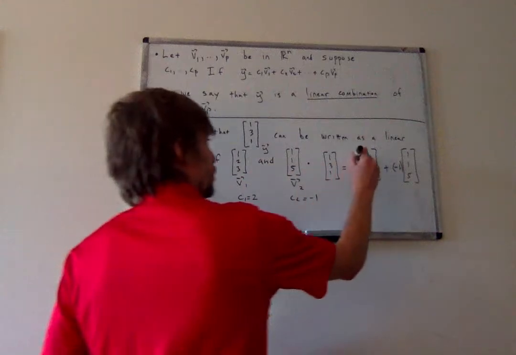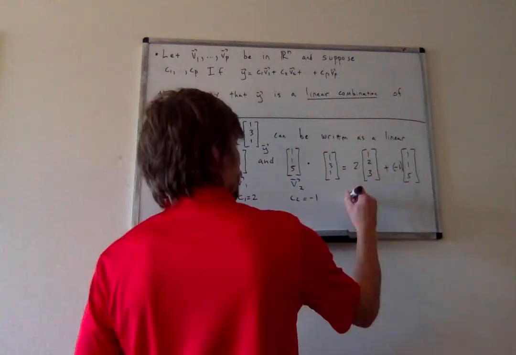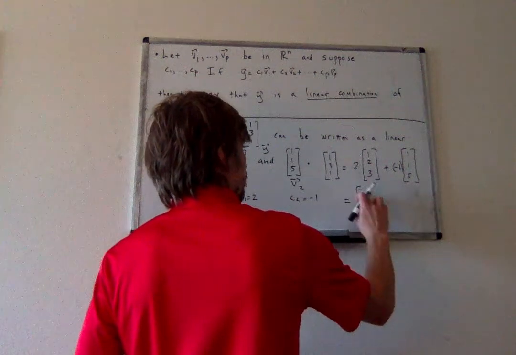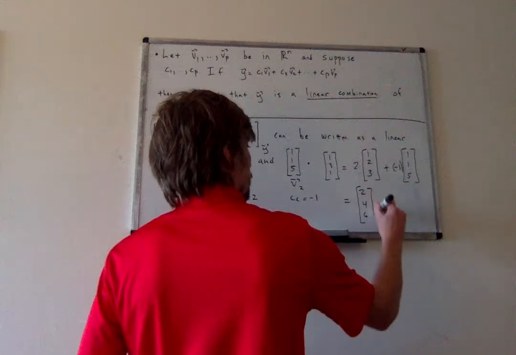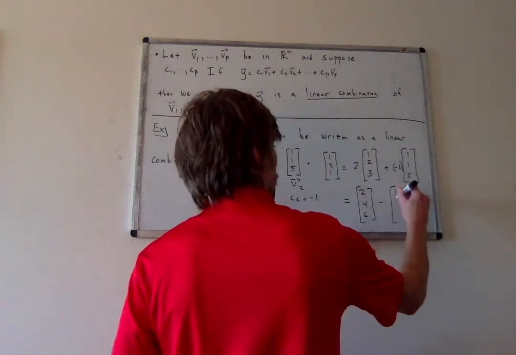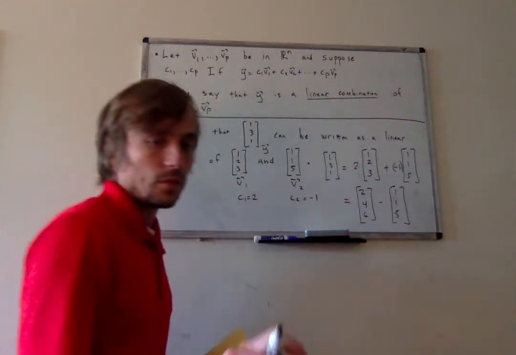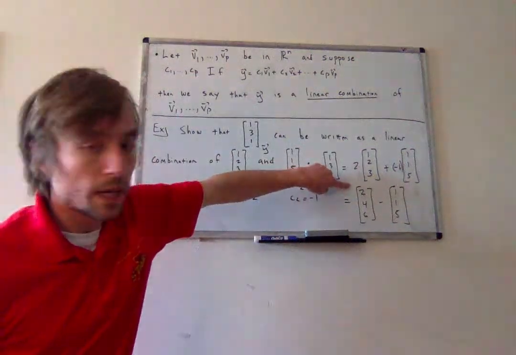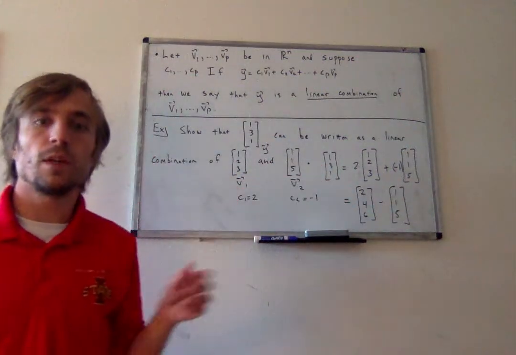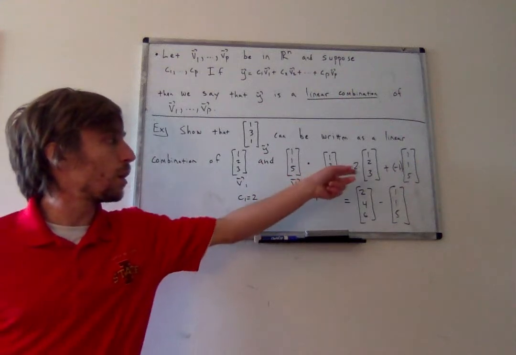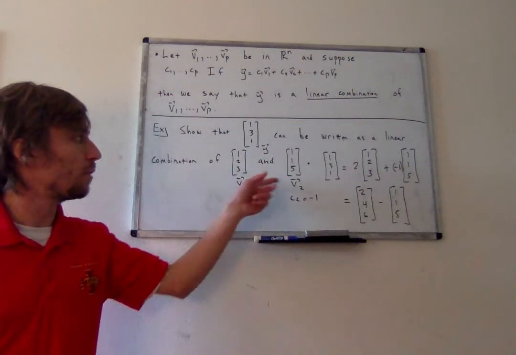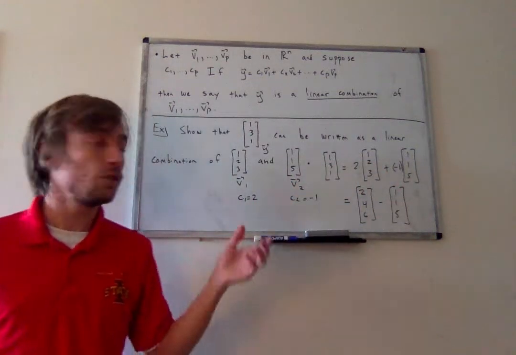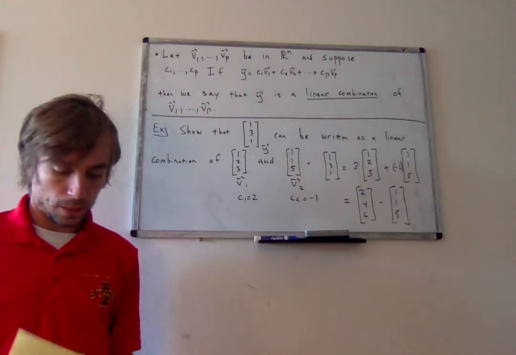So I've got 2 times [1, 2, 3] plus -1 times [1, 1, 5]. Given how scalar multiplication works, this is equal to [2, 4, 6] minus [1, 1, 5]. Notice if we do the subtraction across, 2 minus 1 is 1, 4 minus 1 is 3, 6 minus 5 is 1. And so sure enough, [1, 3, 1] can be written as a linear combination of v1 and v2, because I could find suitable scalars that combine these two vectors v1 and v2 to give me y.